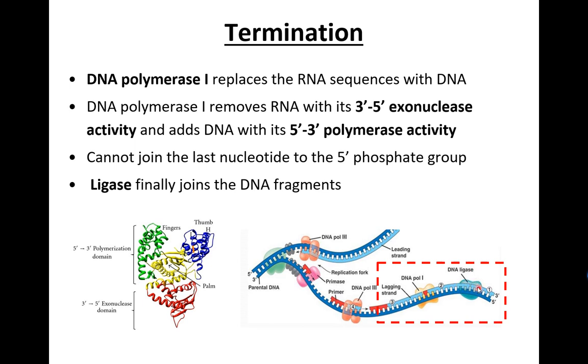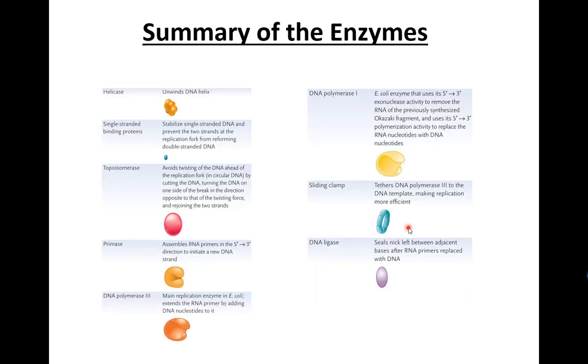And by doing that, now you would end up having all the RNA primers removed. You don't really see it in this picture, but all the RNA primers will have been replaced with DNA sequences at this point, and all the fragments would have been joined together by DNA ligase. At this point, you would finally have two identical copies of DNA, both double-stranded and made only by deoxyribonucleotides.